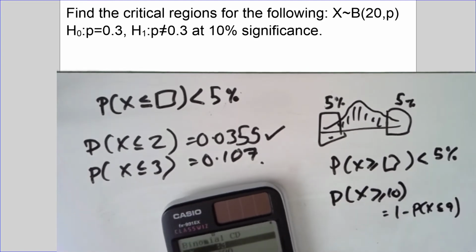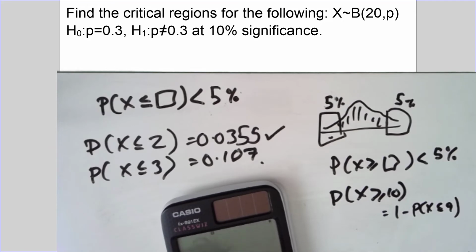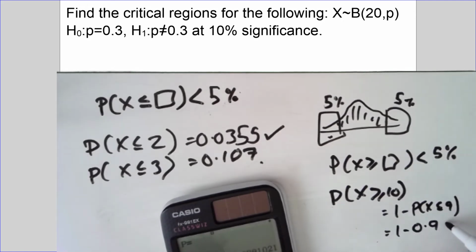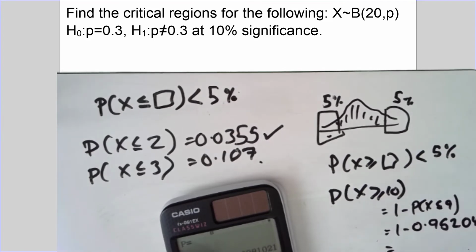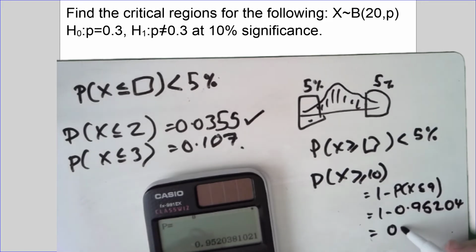So if I grab my calculator and put a 9 in here, we get 1 minus 0.95204, which is 0.048. Oh, that's close. So, this is pretty close.